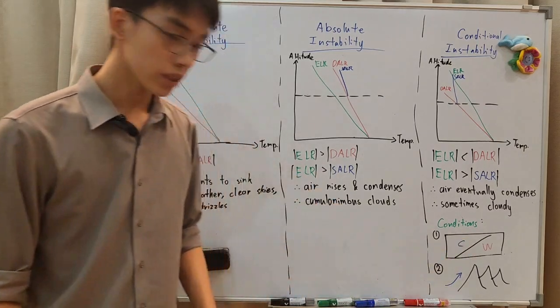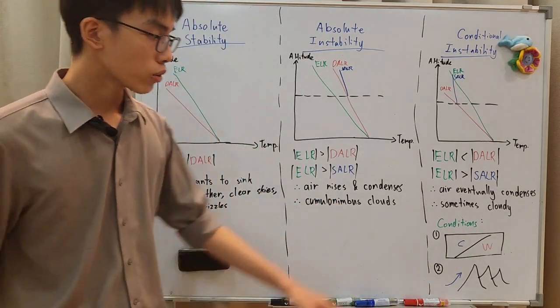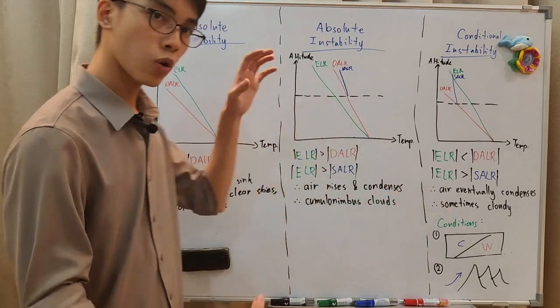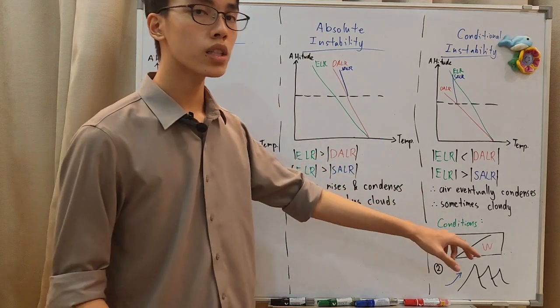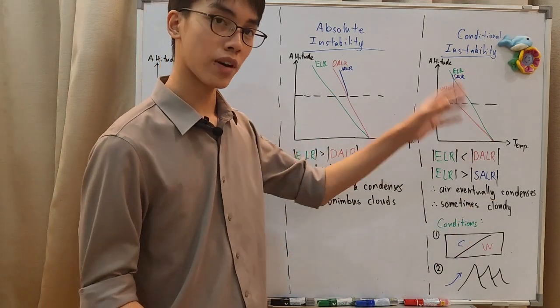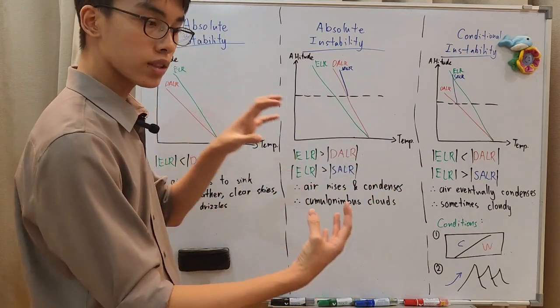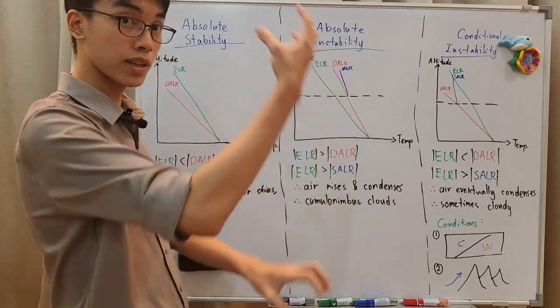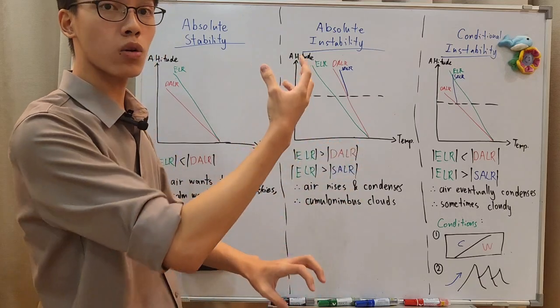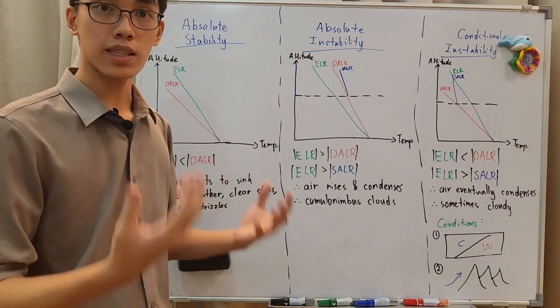Number one is frontal uplift. So you have a cold front and a warm front. So you have cold air here, warm air here. The warm air is still much colder than the environment, so it wants to sink. But if it meets a cold air front, it has to displace, and it has to be higher than the cold air because it's warmer and it's less dense.